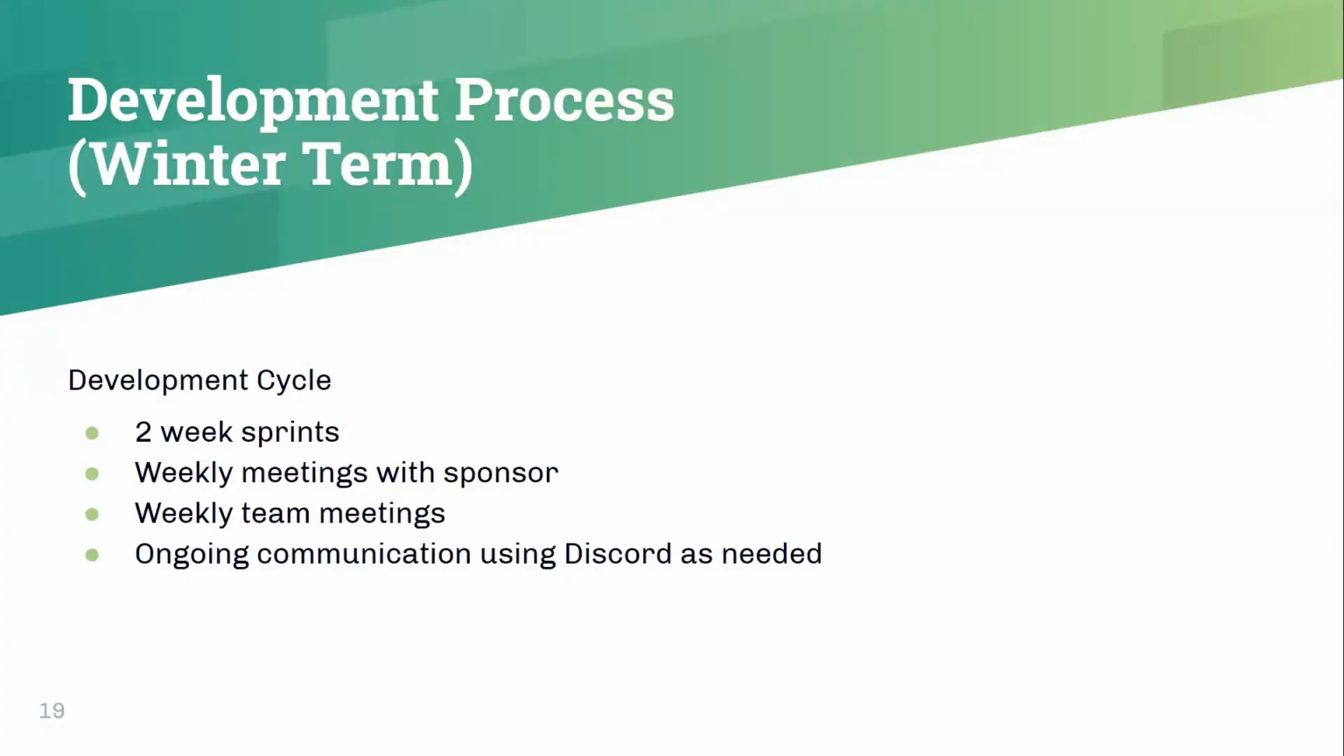For the winter term, that's where we actually began development. This consisted of 2-week sprints, which depended on which feature we were working on. We had weekly meetings with the sponsor to demo our progress and get feedback, and weekly team meetings to discuss amongst ourselves what was going well, what was not going well, and any roadblocks we were running into. We also used Discord for ongoing communication as necessary.